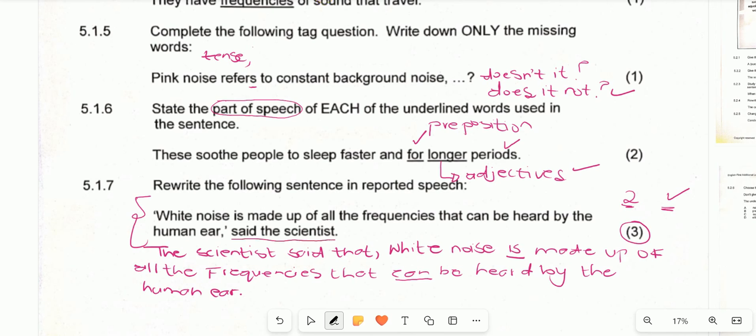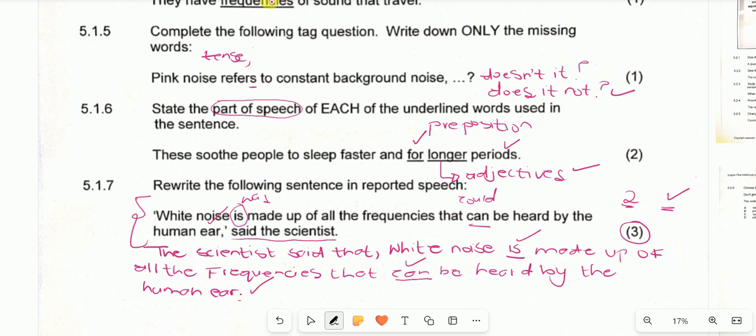We would expect that whatever you are going to report must be in a past tense, meaning that "is" was supposed to change to become "was", and of course "can" changes to become "could". However, the statement is unique because it's a universal fact, it's a scientific fact. So if it's a scientific fact, you leave it as it is in the present tense. The scientist said that white noise is, you still get a mark for "is", and then "can". And please ensure that your full stop is visible, because you do get a mark for punctuation.